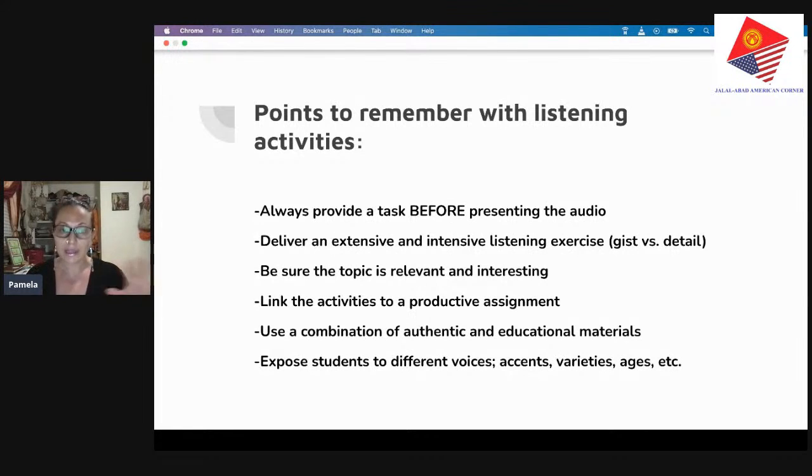So really work on having the topic and theme of what you are finding to use as a listening material be very interesting to them, and let them know how it will be useful.